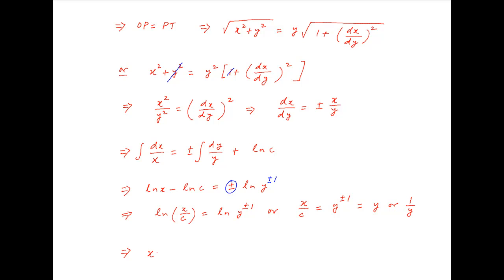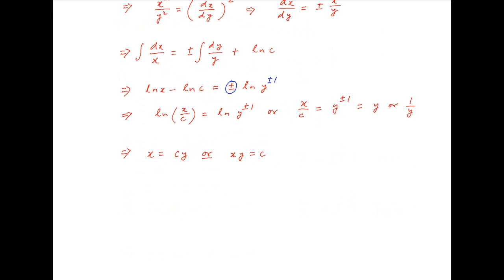Now in the first case, when x upon c is equal to y, we get x is equal to cy, and in the second case, when x upon c is equal to 1 upon y, we get xy is equal to c. Now x is equal to cy is a line that passes through the origin, and P is a point on it. Clearly in this case, OP is always equal to PT. Since this is a trivial case, it is ruled out, and therefore the only solution is xy is equal to c.